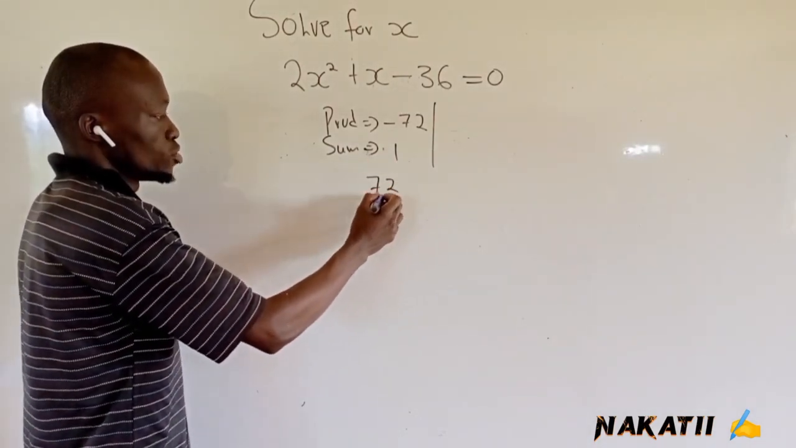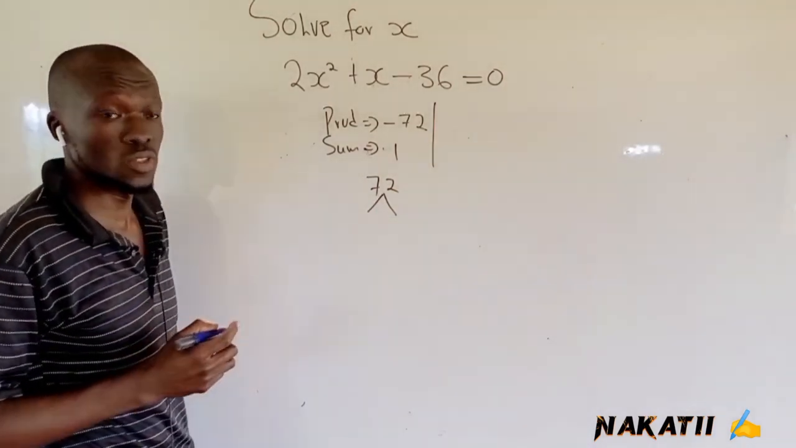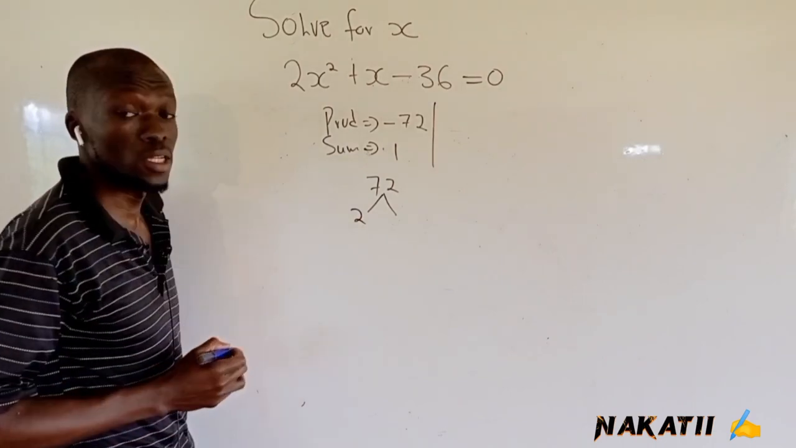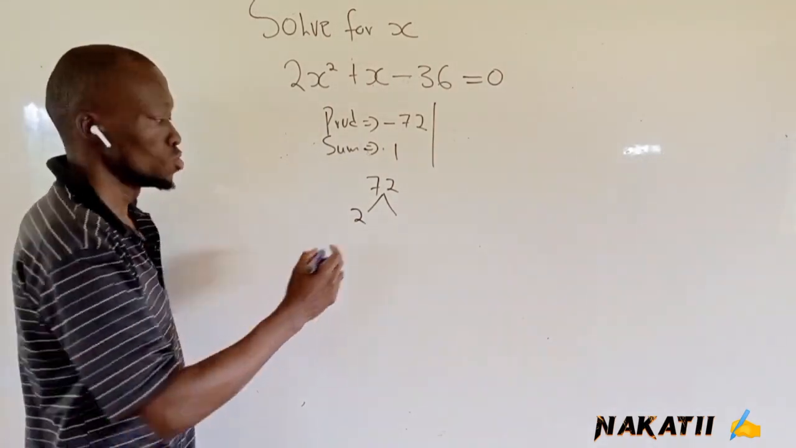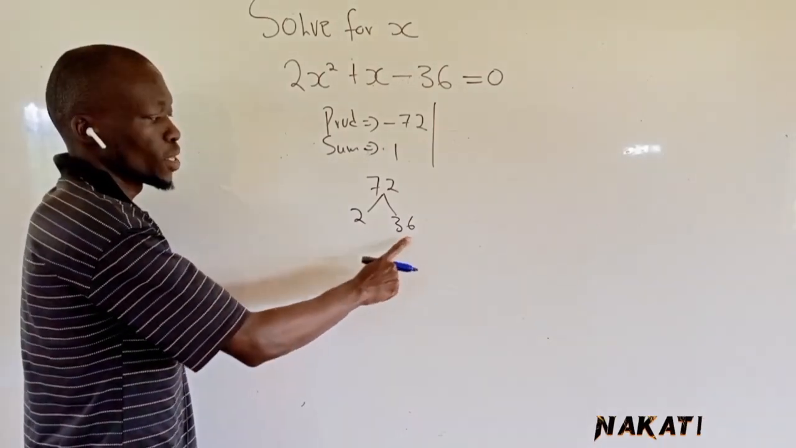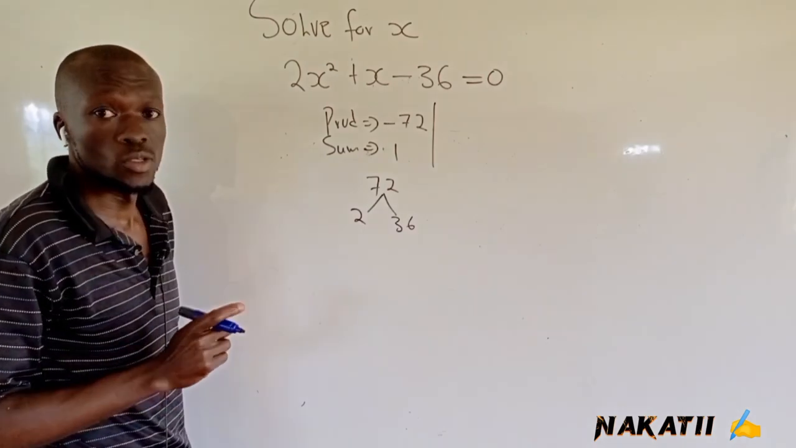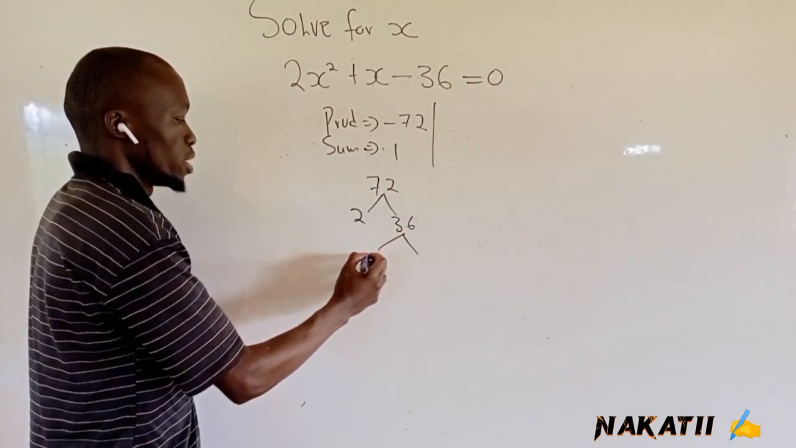So you start with 72, then you look for two numbers, two factors of 72. You can start with the simplest, 2. 2 goes to 72, 36. Then you check these two numbers. Can you multiply them to get 72? Yes. Can you add to get positive 1? You can't.